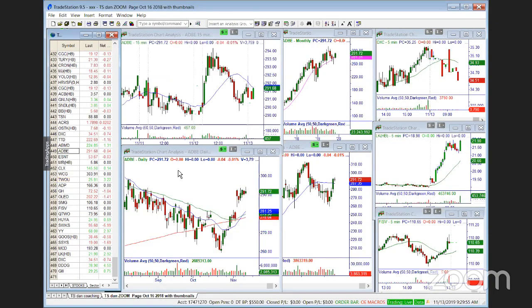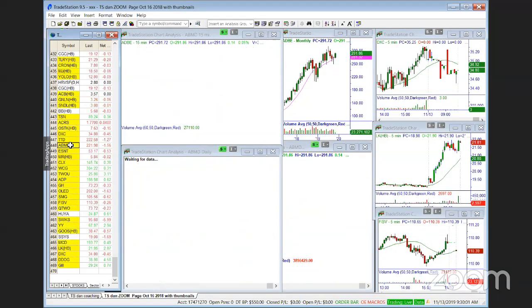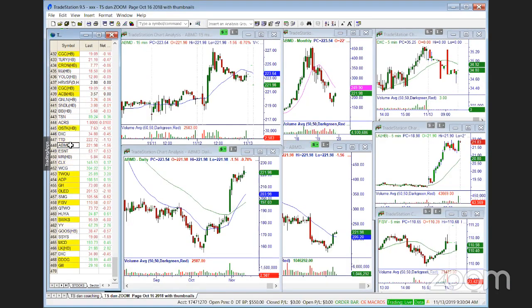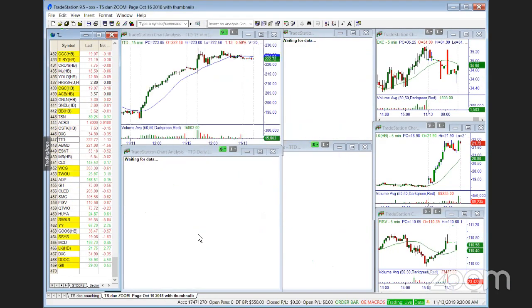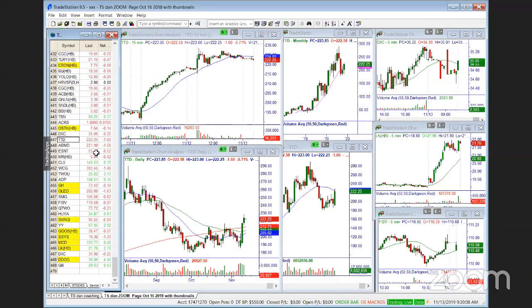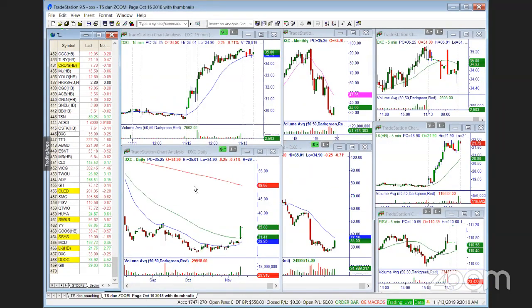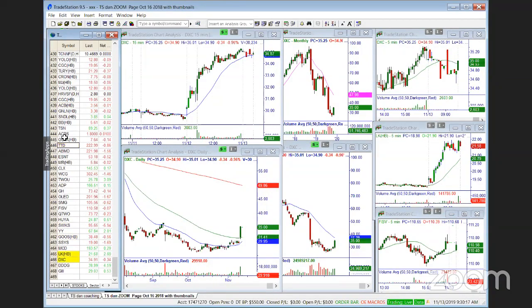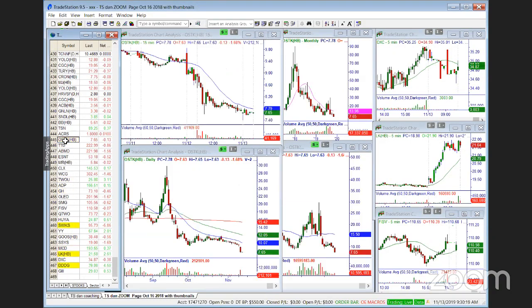Adobe, I was watching for a foot spread that's closed with a topping tail. ABMV's been strong. We're far from the 20. TTD, I'm watching on a pullback here. DXC, yeah, I mentioned this already. Overstock, that was yesterday.